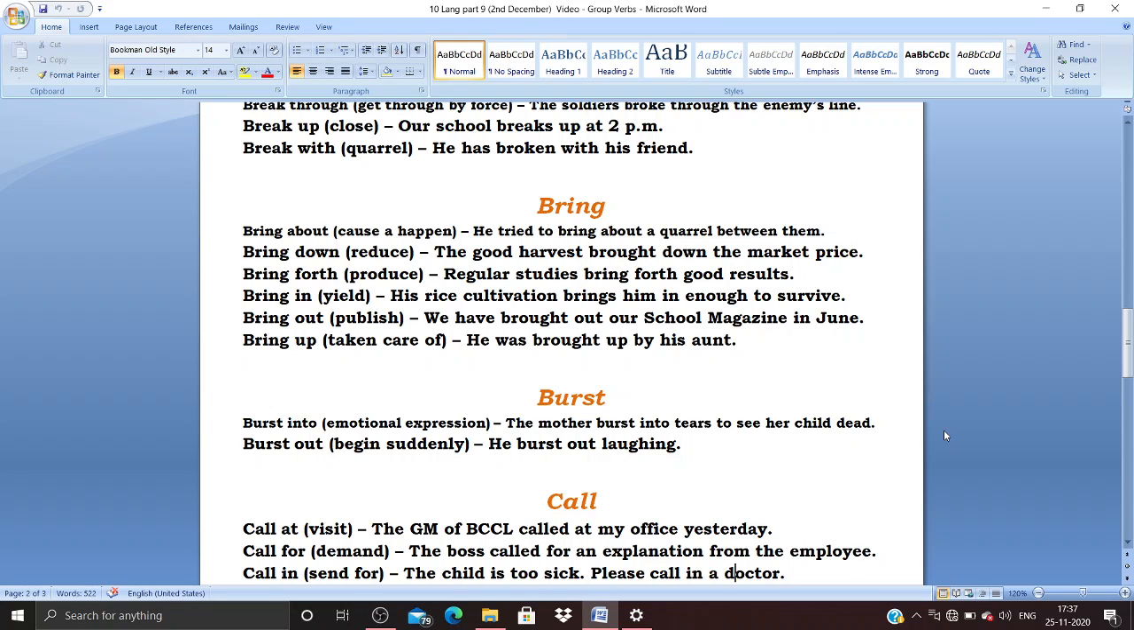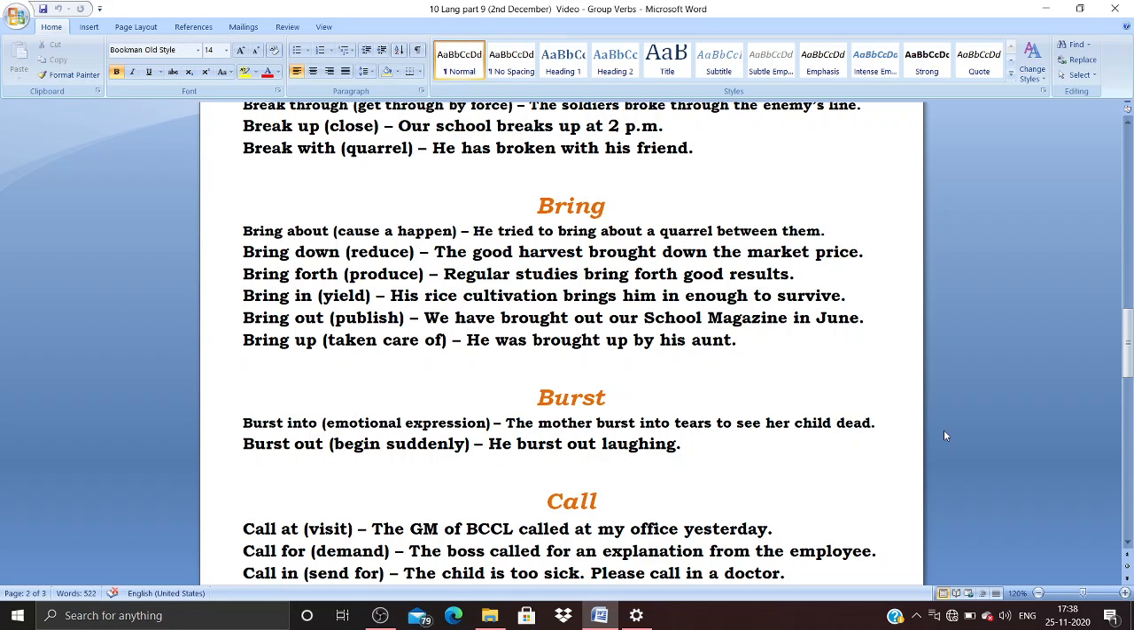We have brought out our school magazine in June, and I hope you all have got the school magazine by this time. If you have got your report card on the report card day, the school has distributed the annual school magazine. So bring out. We have brought out our school magazine in June. It is a statement only. Actually, we brought out only in the month of September.